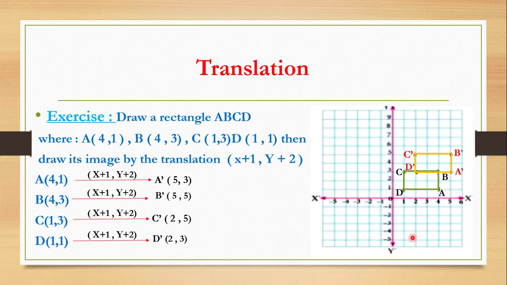We can do it by the same steps. We can draw the image of any polygon if we have the translation and the coordinates of the original points. I hope you have understood our session today. It's very easy.